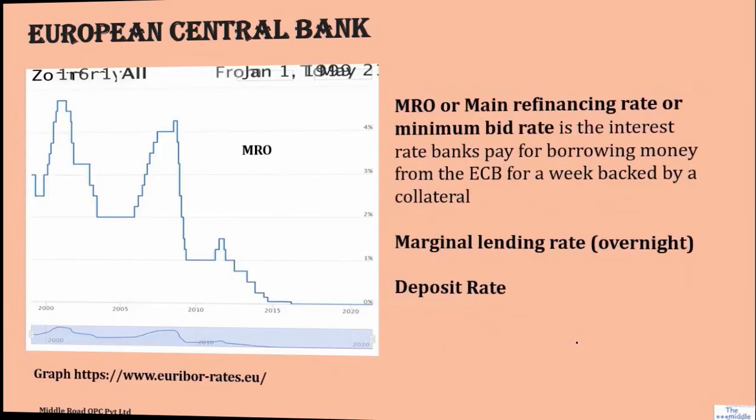But now I've taken the graph of how MRO, or the main refinancing rate, has moved over a period of time. Basically, you need a collateral. It is what the banks pay for borrowing money from ECB. The other two are marginal lending rate and deposit rate. You could look it up. This is very interesting, and this is what the banks are paid or pay, depending on whether it is a positive or negative interest rate, for depositing, say, cash with the central ECB.